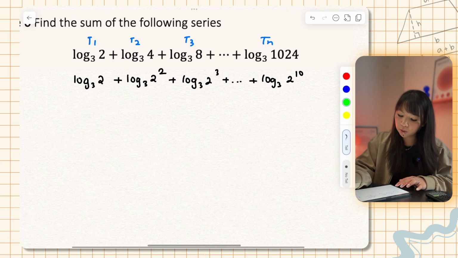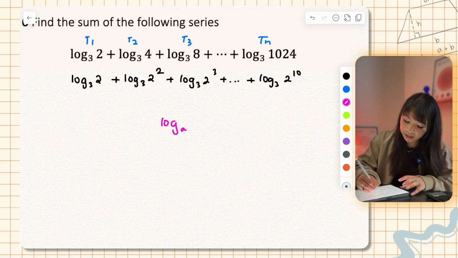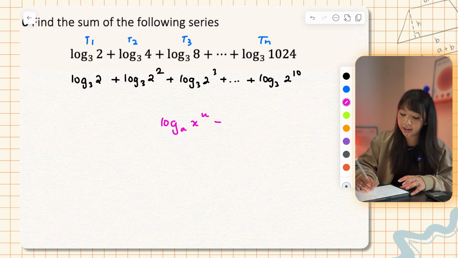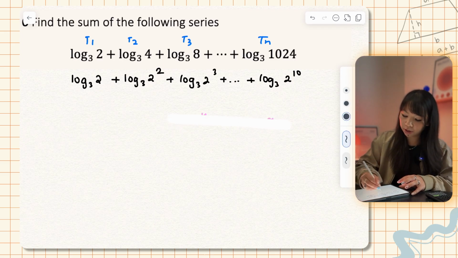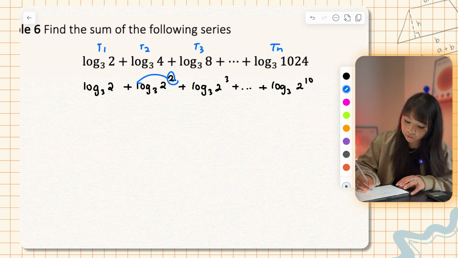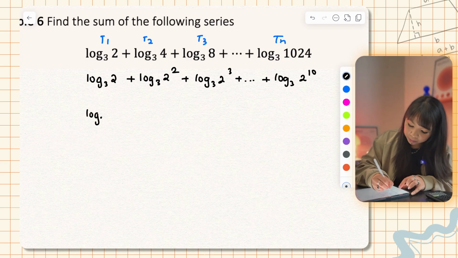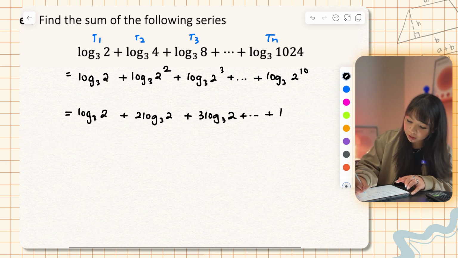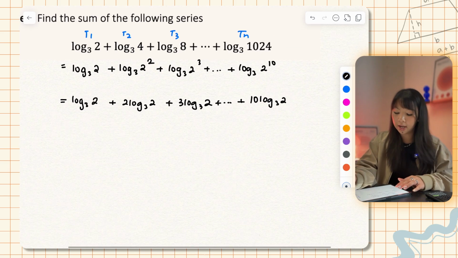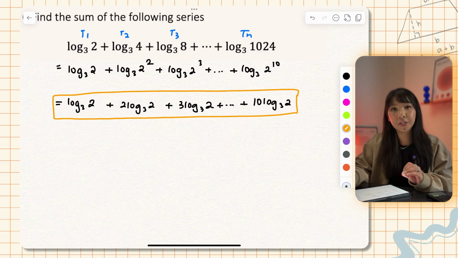Okay, perfect. Now the reason why I'm doing this is there's this log law that says that if you have log to the base a of x to the n, if there's a power on that x, you can chuck that power to the front and it becomes n log a of x. So that means I can bring every single power down to the front. So this will then become log base 3 of 2 plus 2 log 3 of 2 plus 3 log 3 of 2 plus dot dot dot plus 10 log 3 of 2.